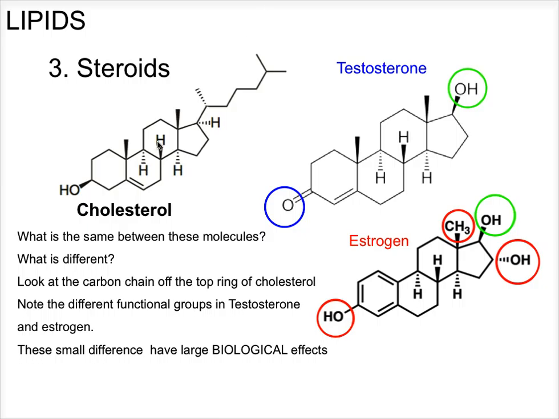I want you to notice that cholesterol is very similar to 2 important steroids you might know of, testosterone and estrogen. You can see this ring structure is exactly the same, and the only difference is when you look at these side chains. Testosterone has got a hydroxyl group on both sides, and then the difference between testosterone and estrogen are your methyl group and a hydroxyl group over here and a carbonyl group over here. These small differences have huge biological effects.